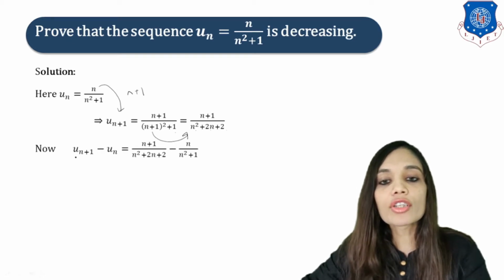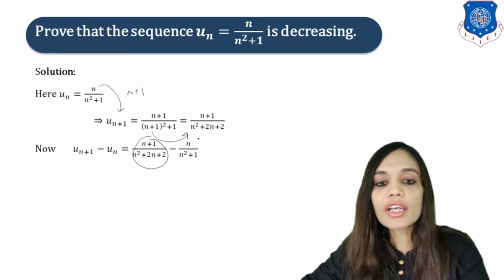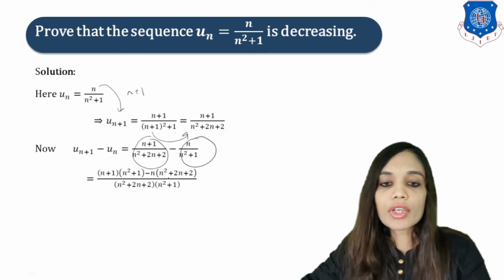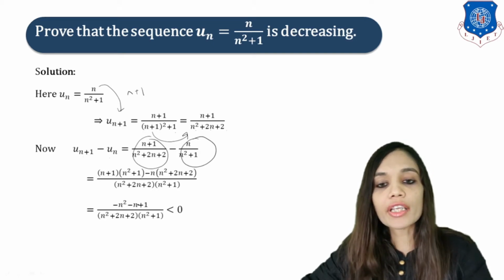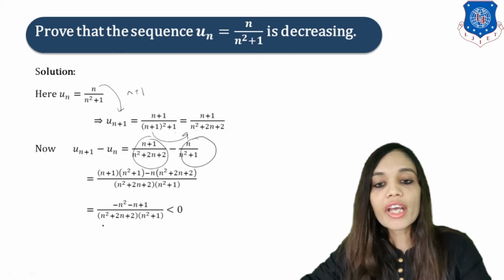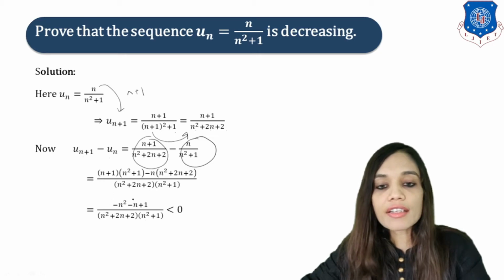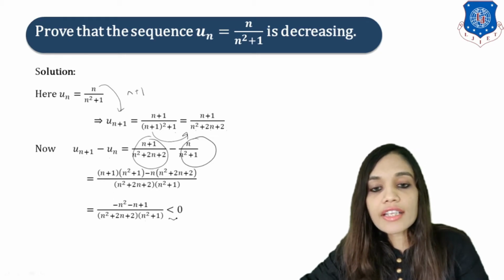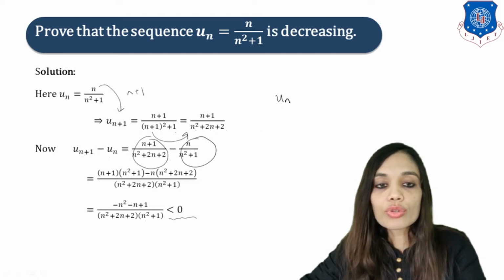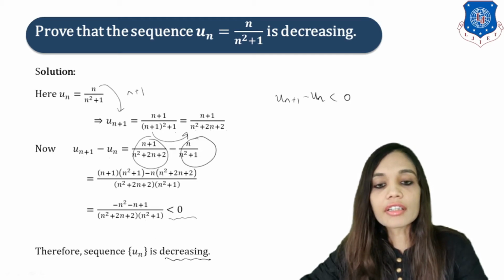Now again we will find our un plus 1 minus un. So replace the values of un plus 1 and un. Now take LCM. So on taking LCM and simplifying, you will get your answer as minus n square minus n plus 1 upon (n square plus 2n plus 2) into (n square plus 1). And if you substitute the value of n, you will get an answer less than 0. So you can say that un plus 1 minus un is less than 0. Therefore, the given sequence is decreasing.